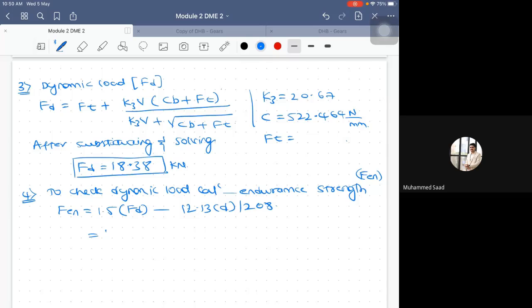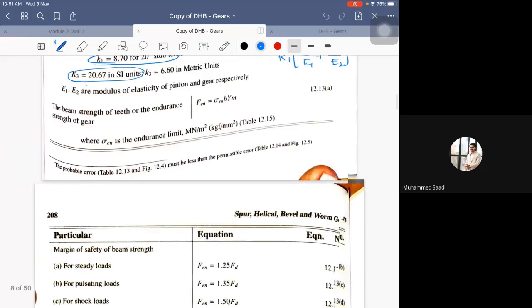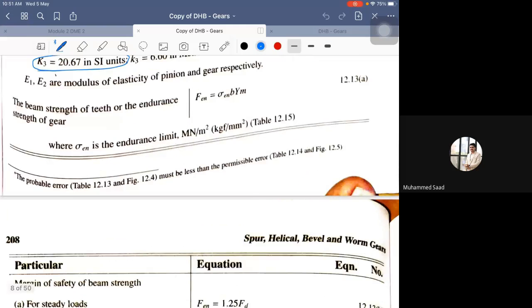How much did you get? 27.57. If you do it, it will definitely be greater than the dynamic load. No point in doing it. It is not so feasible. Check for any other formula. Can you use this as suggested by Dhanush? Shall we use that?